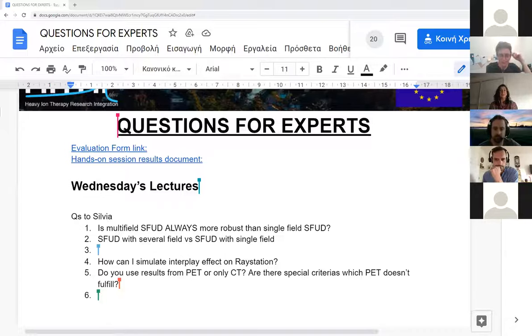Are these results from PET or only CT? Are there special criteria which PET doesn't fulfill? No, the only criteria is that we don't really have a very good PET scanner at the moment, but it's not only the PET scanner, it's that we don't have the license for the radiotracer that our medical doctors would like to use. So I think we're working on this now. And for the moment, the best option for us is to use MR scan.